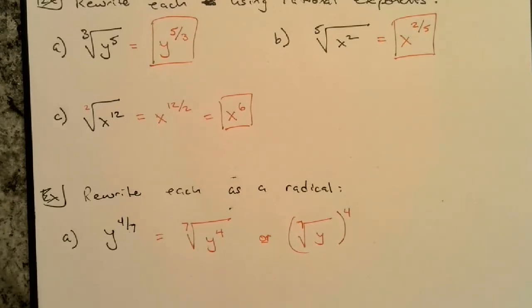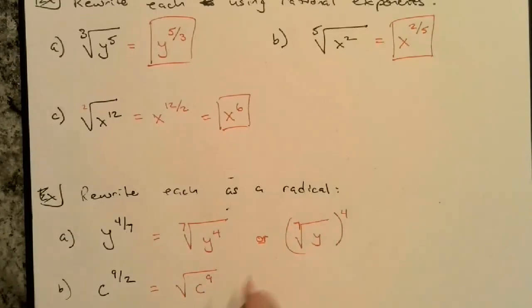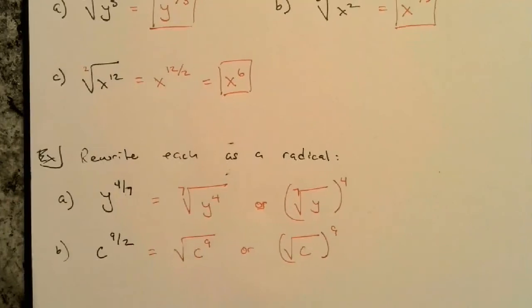They're both okay. If I had this one, if I said c to the 9 halves power, well, what's the root? The root's in the bottom of the exponent, so it's the square root. So the index of the root is 2. You don't typically write it, so it's just the square root of c to, what's the exponent? Well, to the 9th power. So the square root of c to the 9th power, or you could write it as the square root of c, and then that whole thing to the 9th power.